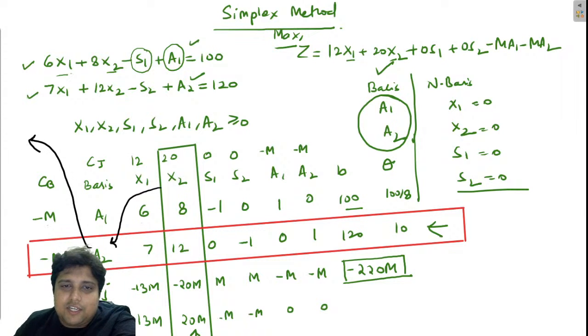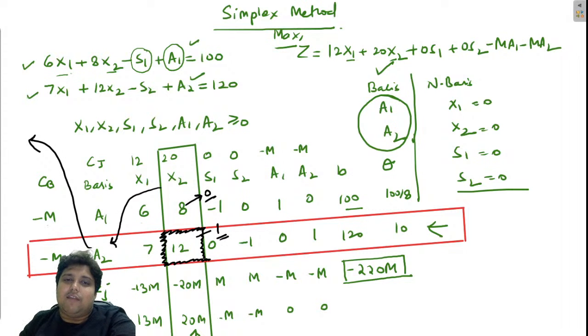Remember, for the next iteration table, 12 should be converted into what? 1, and 8 should be converted into 0. These are the two conversions that we will have to make.